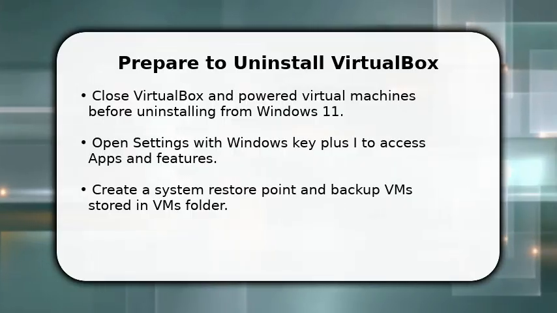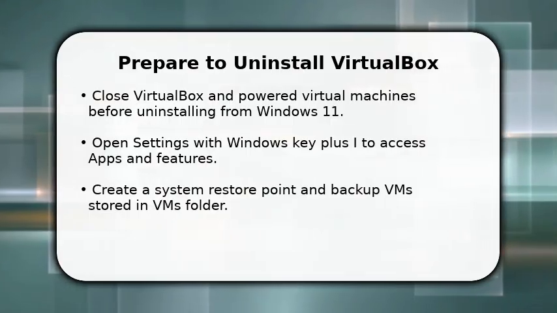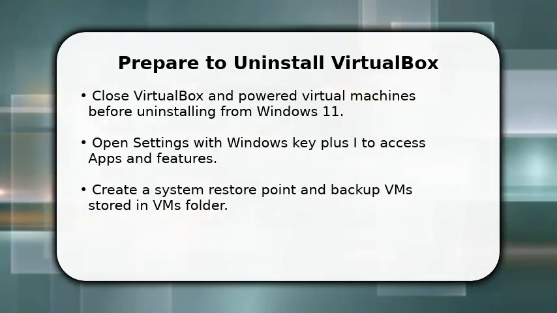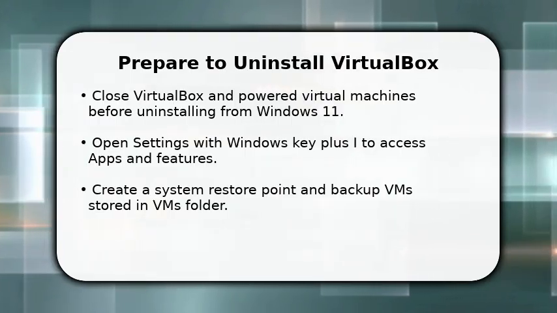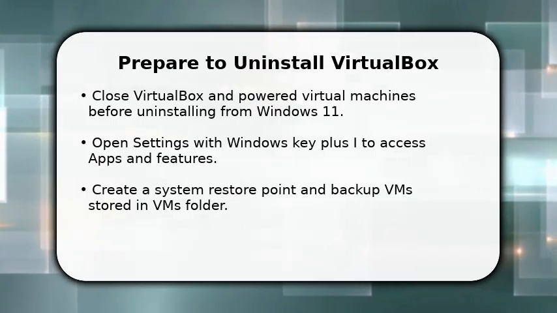Start by closing VirtualBox and shutting down all virtual machines completely. Exit the VirtualBox application from the system tray to avoid locked files. Open Settings using Windows key plus I and navigate to Apps and then Apps and Features. Consider creating a system restore point to revert changes if needed.